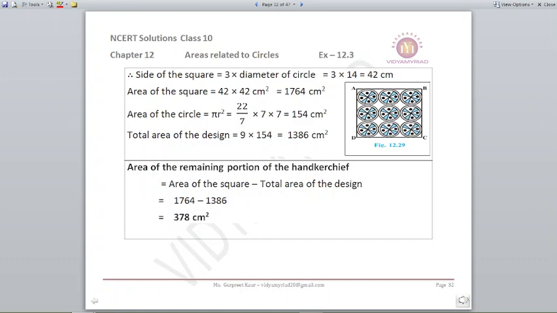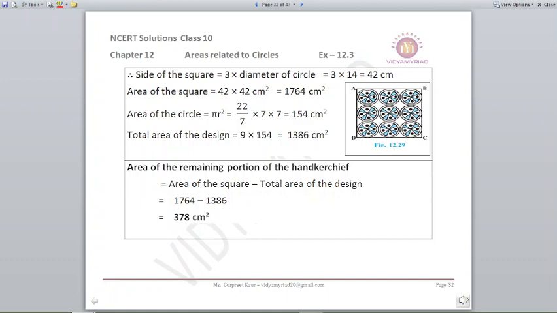Using this we can find out the area of the square. So that is side square, 42 into 42, that comes out to be 1764 centimeter square. Now we can find out the area of a circle. For one circle it is pi r square, so 22 upon 7 into 7 into 7, which gives us 154 centimeter square. But how many circles are there? There are total 9 circles. So multiply it with 9, so it comes out to be 1386 centimeters square.